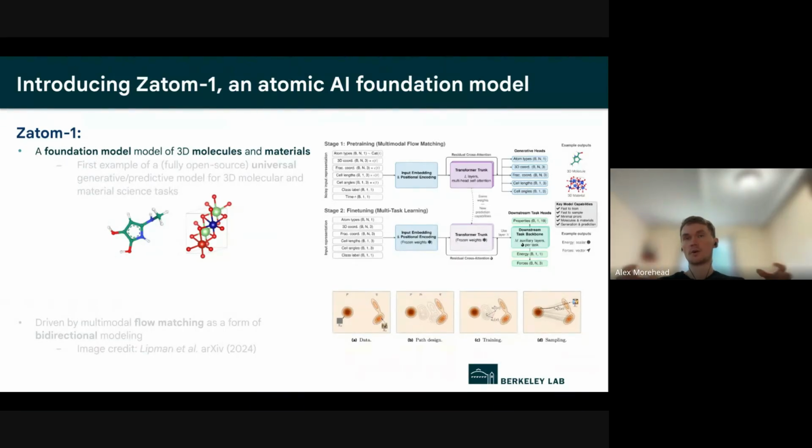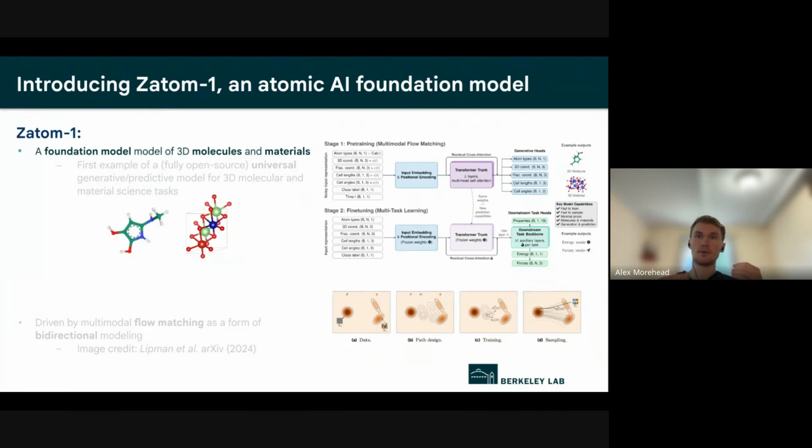So the workflow of this model is we'll corrupt each of those input modalities, like atom types and coordinates, depending on whether they're discrete or continuous values. We'll corrupt those and then have the model predict back the clean version. And that's a way of pre-training this model with what we call multimodal flow matching.